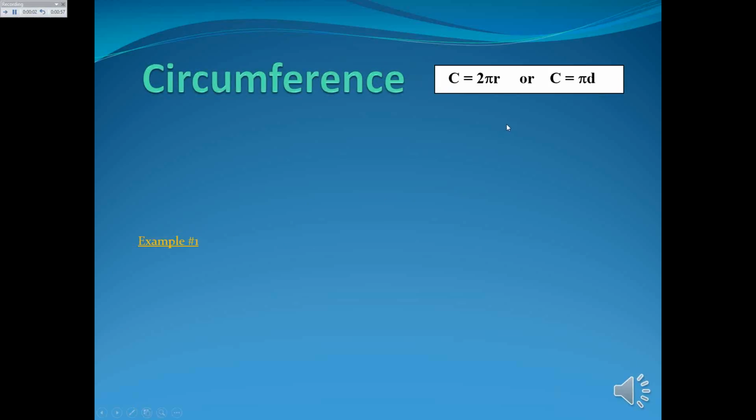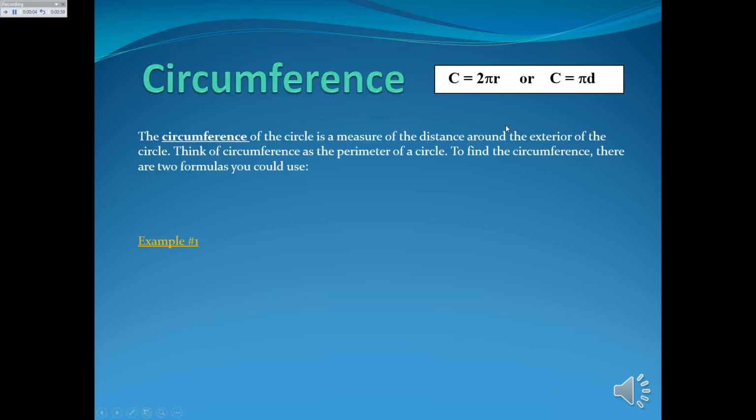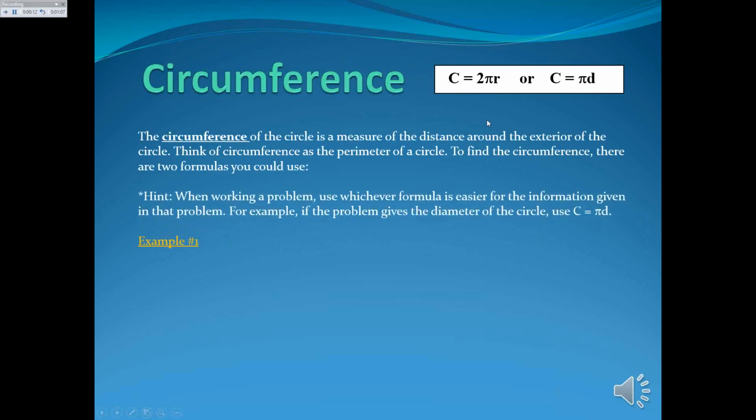One of them, of course, is going to be for circumference. The circumference of a circle is a measure of the distance around the exterior of the circle. Think of the circumference as the perimeter of a circle. And to find the circumference, there are two formulas you could use. Either circumference equals 2 pi r or circumference equals pi d.